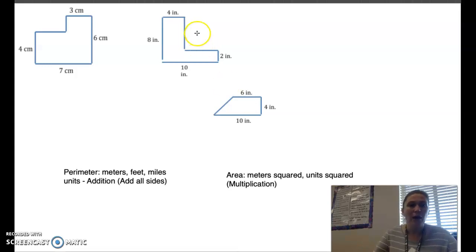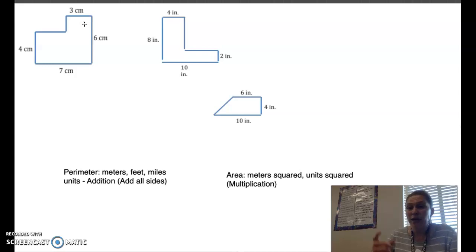Okay? All right. So in order to do these, we have to have all of the pieces of the puzzle. This one, we're missing the little side right here, and we're missing this longer side right here. So we have to use a little bit of investigation to find those out. When we know that this is 4 and this is 6, it can tell us what this missing piece is. If I take 6 and subtract 4, it gives me this little missing piece, and it's 2 centimeters.